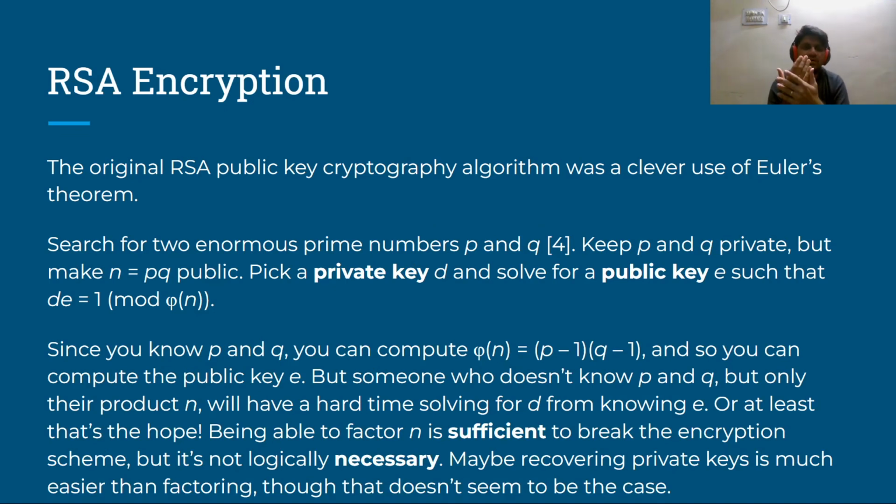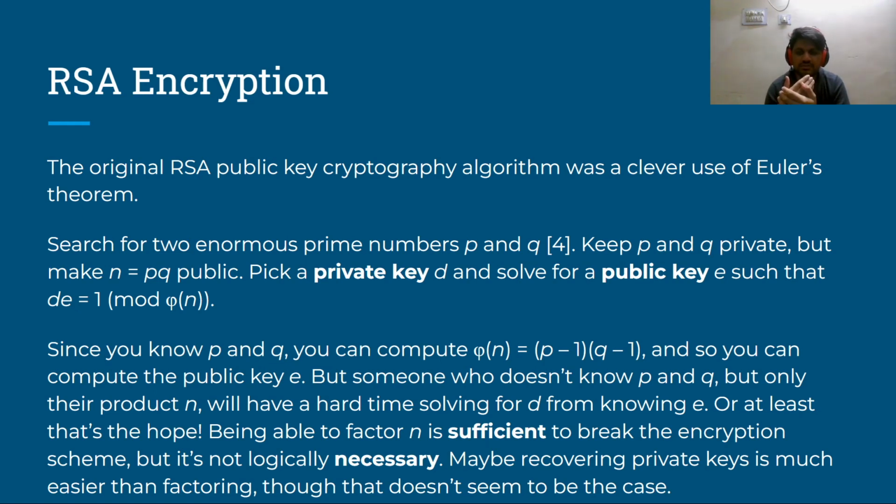Next, we are going to see about RSA encryption. The original RSA public key cryptography algorithm was a clever use of Euler's theorem. Search for two enormous prime numbers p and q. Keep p and q private but make n = pq public. Then pick a private key d and solve for a public key e such that de ≡ 1 (mod φ(n)). Since you know p and q, you can compute φ(n) = (p-1)(q-1), and so you can compute the public key e.